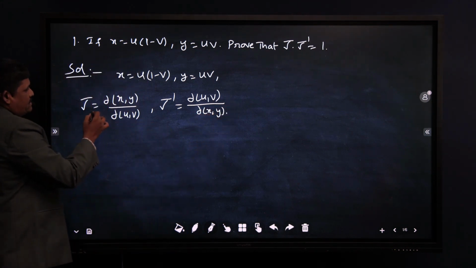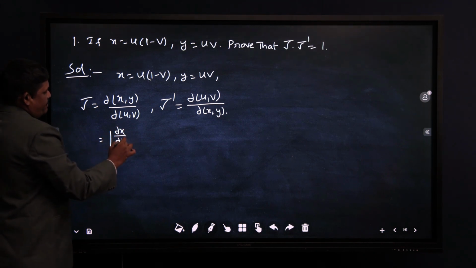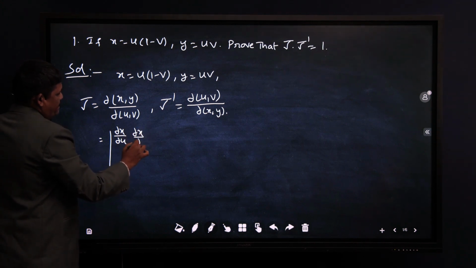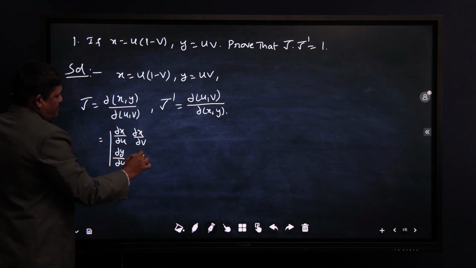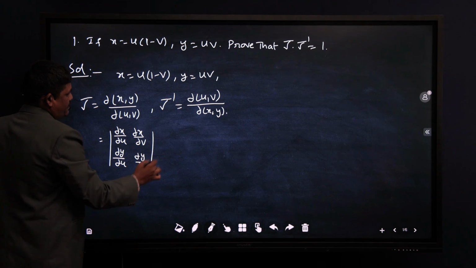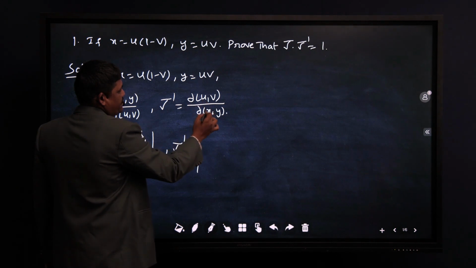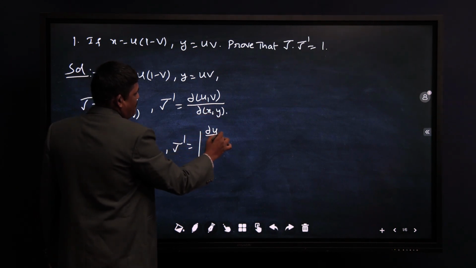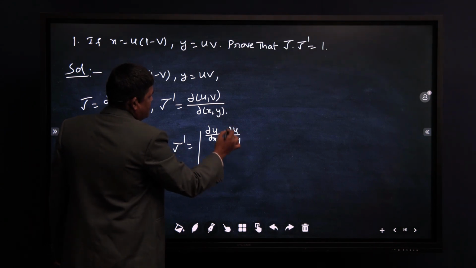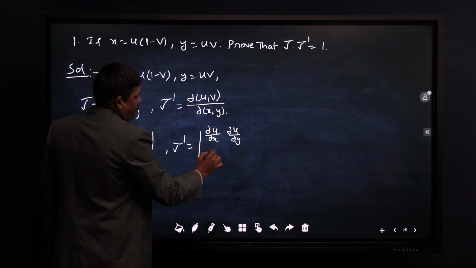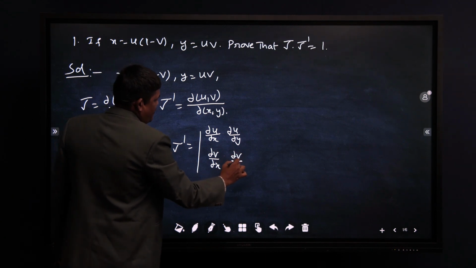What is this value? It is the determinant ∂x/∂u, ∂x/∂v, ∂y/∂u, ∂y/∂v. Now coming to J dash, u with respect to x and y, so ∂u/∂x, ∂u/∂y. Similarly, v with respect to x and y, ∂v/∂x, ∂v/∂y.